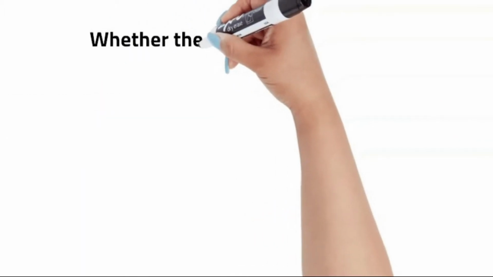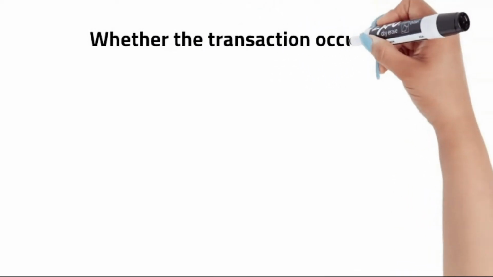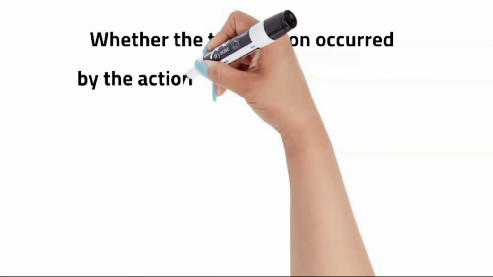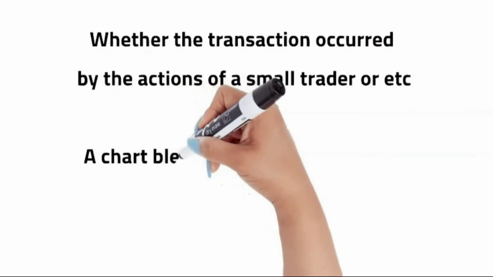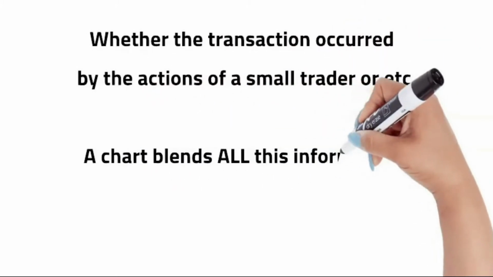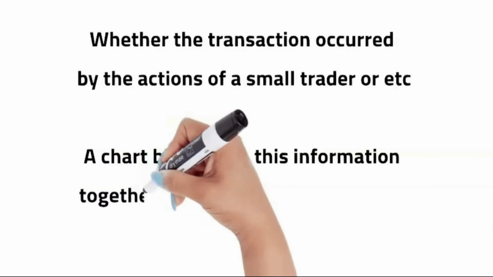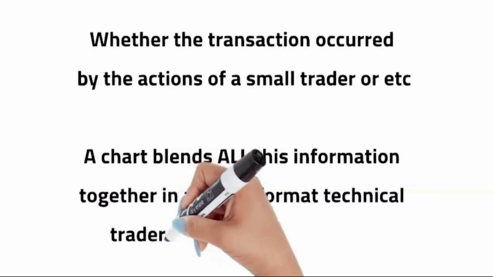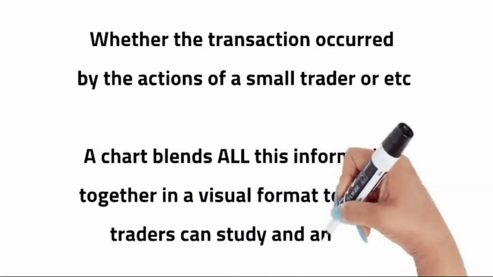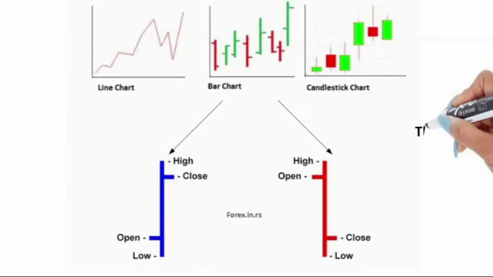Whether the transaction occurred by the actions of a small trader, a currency intervention from a central bank, trades made by a robot from a hedge fund, or discretionary trades from pro traders, a chart blends all this information together in a visual format technical traders can study and analyze. Understanding all this information is critical to making good trading decisions. There are 3 types of price charts used in forex trading.